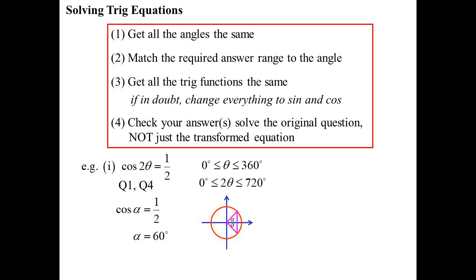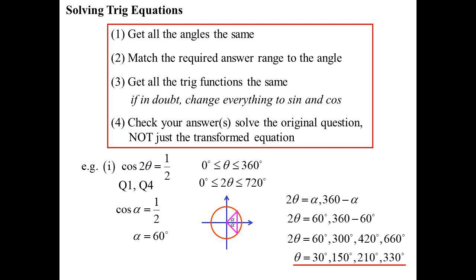Now the ratio is a half. The acute angle is 60 degrees. So 2 theta will be that acute angle, or in the fourth quadrant, 360 minus it. I get 4 possibilities for 2 theta because we're going around twice. Divide by 2, and we have our answers. So that was probably the first one we started off looking at.